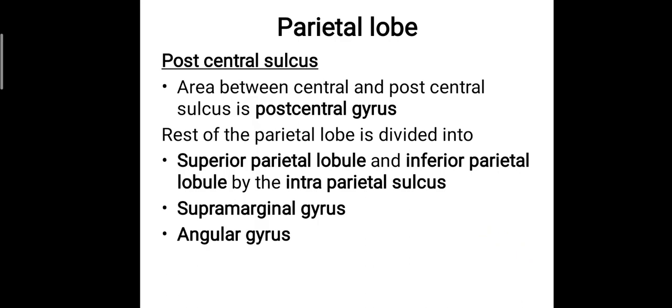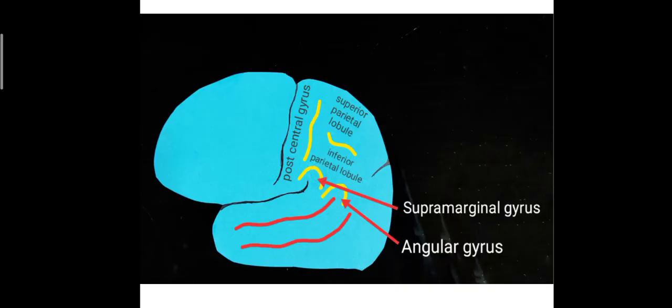So in the parietal lobe, we will revise once again: the post-central gyrus, then the superior parietal lobule, the inferior parietal lobule, and the intraparietal sulcus which separates them, then the supramarginal gyrus and the angular gyrus. So hope you understood the same. So this is the diagrammatic representation.